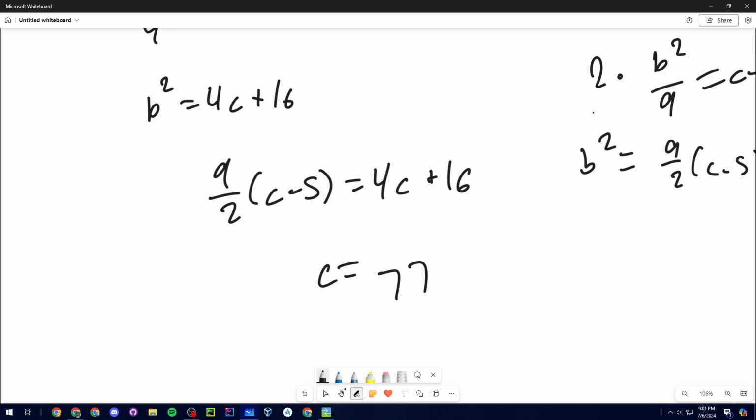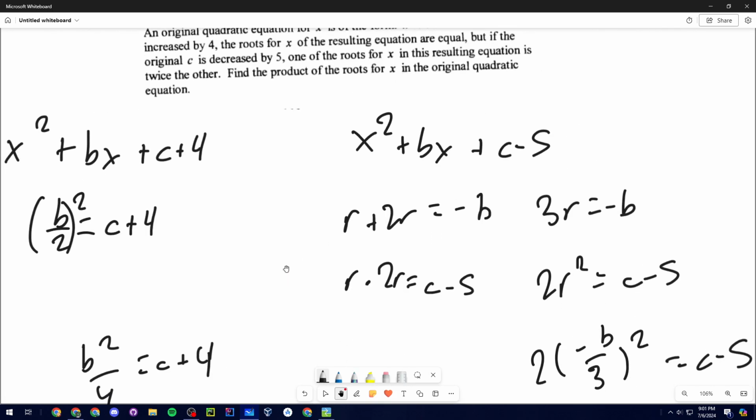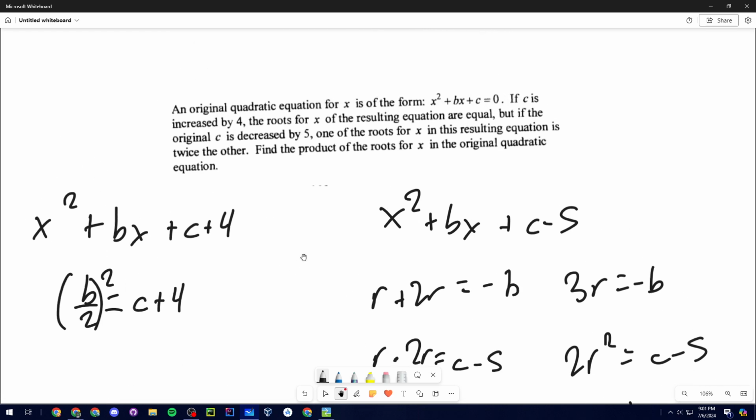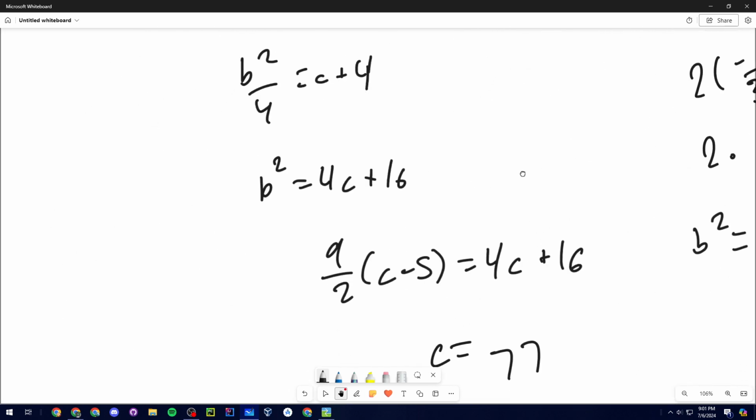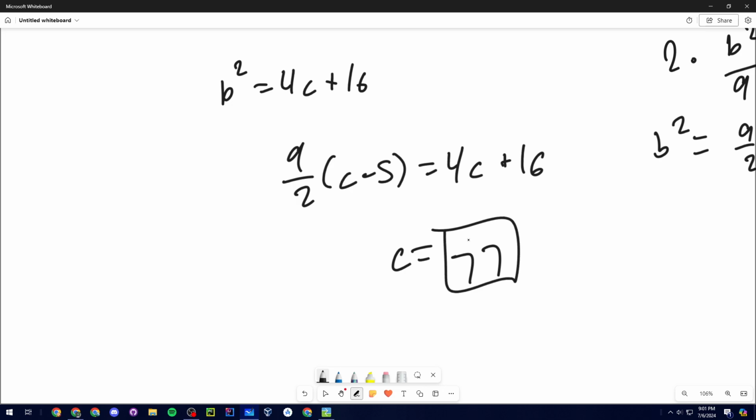Now let's solve for b. Wait, no, I capped. We don't need to solve for b because of the product of the roots, I forgot. Product of the roots is just c over a, remember? But that's just equal to c because a is equal to 1. So r1 times r2 is just equal to c. So we found c, I think we're just done. Yeah, c is equal to 77. So that's the answer, I think. Yes, it is the answer. Okay, c is equal to 77.